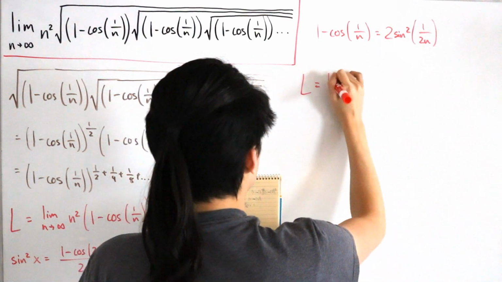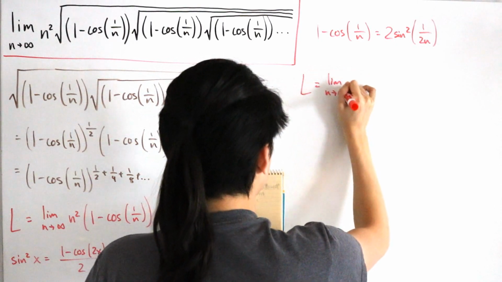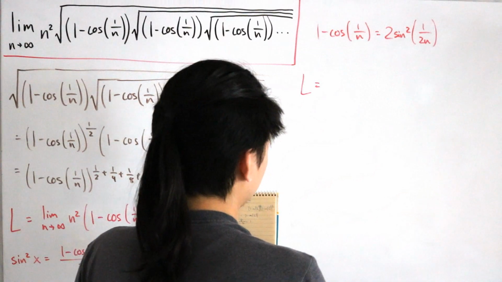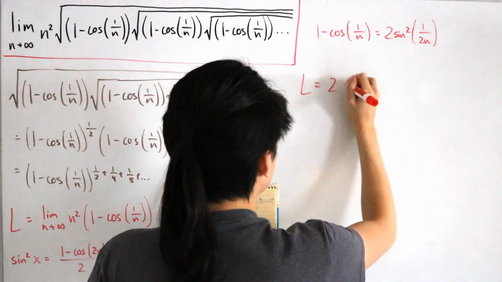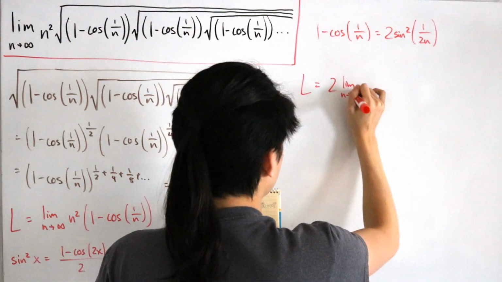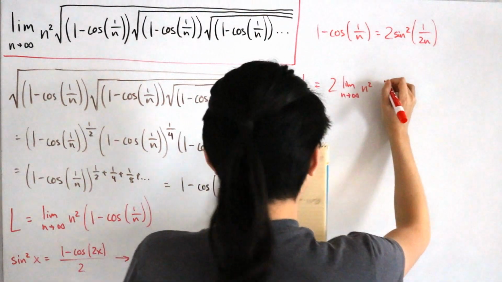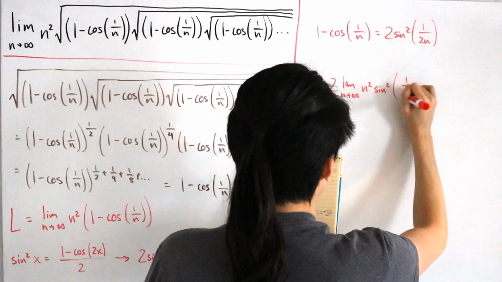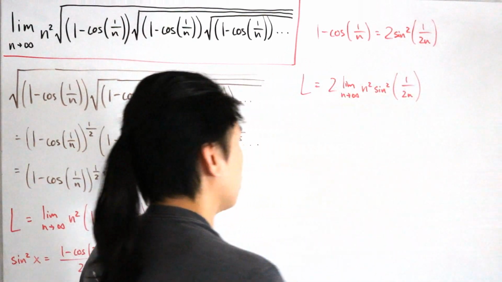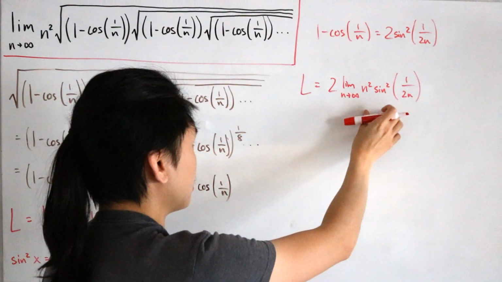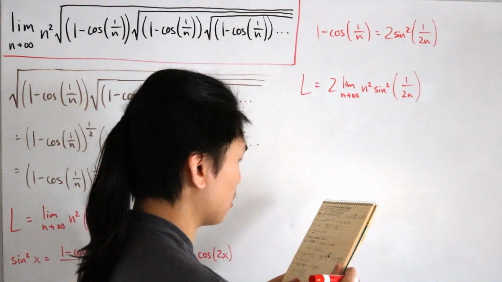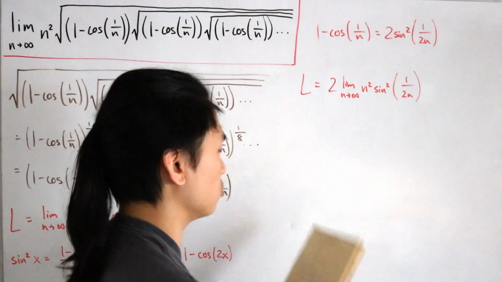So L equals the new rewritten limit as n approaches infinity. Okay, so first we have a 2, so let me actually put that outside of our limit. That's just a constant. So 2 times the limit as n approaches infinity of n squared, then multiplied by sine square of 1 divided by 2n. Okay, so if we were to take that limit, we see that the entire thing's infinity. So you might be thinking, okay, can we convert this to L'Hopital's rule?